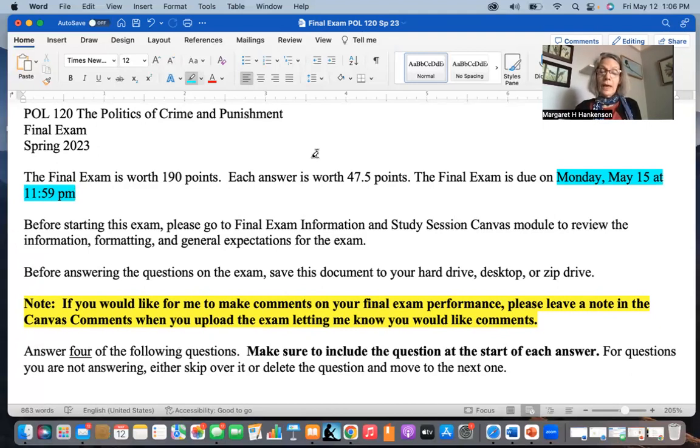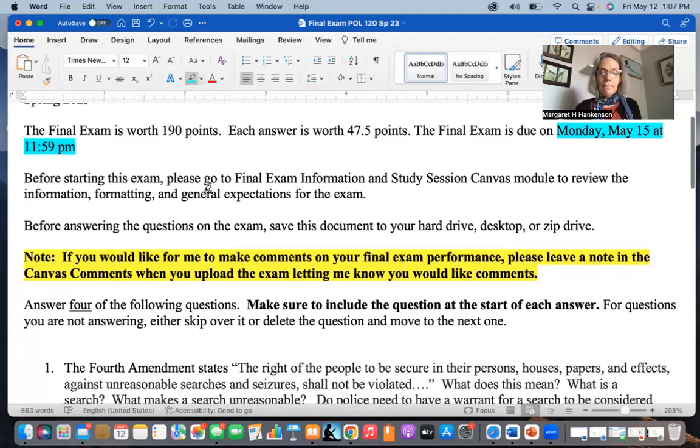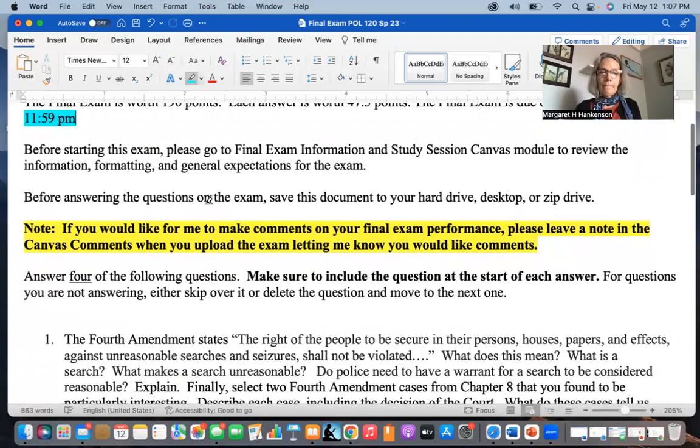Just contact me and let me make the decision about whether I'm going to grant you an extension. Ideally it's getting in at that time. But again, if you run into some trouble, just let me know, and we'll try to work around that.